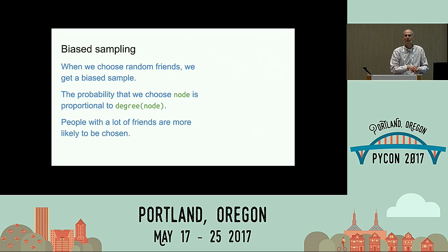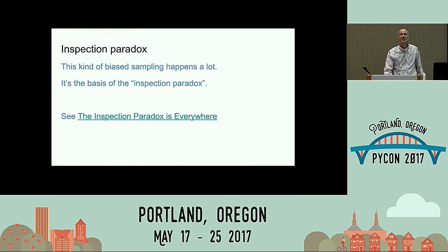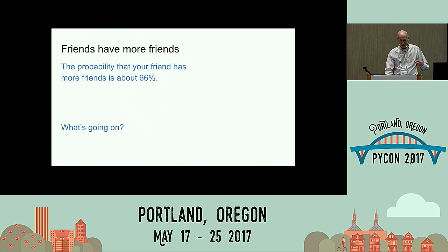And as a result, people with a lot of friends are more likely to show up, and that's what causes the shape of the distribution to look so different. And that's also what causes the original effect that the Scientific American article talked about, which is that your friends are more likely to be popular than you. In the Scientific American article, it was about 85%. In this particular data set, it's lower. It's around 66%, but the effect is the same.